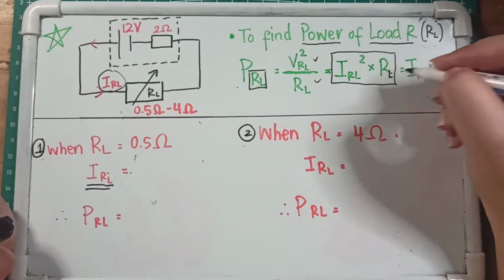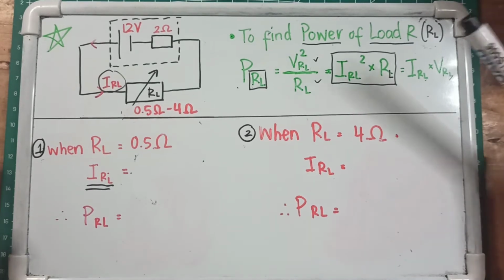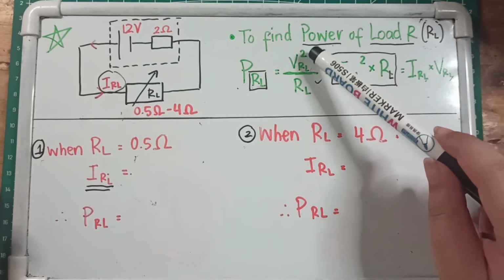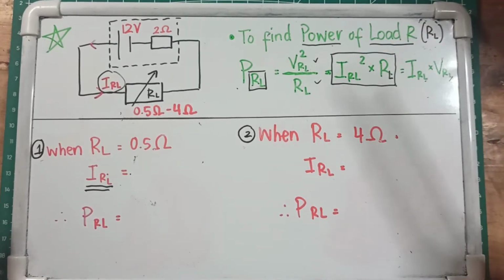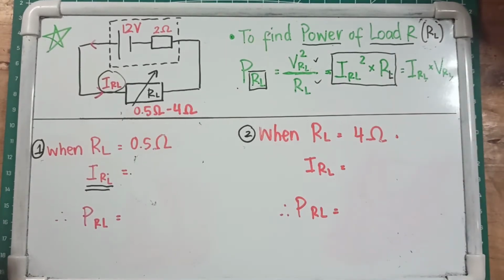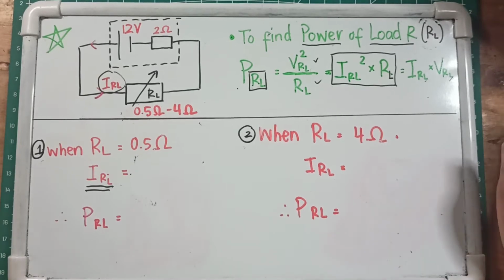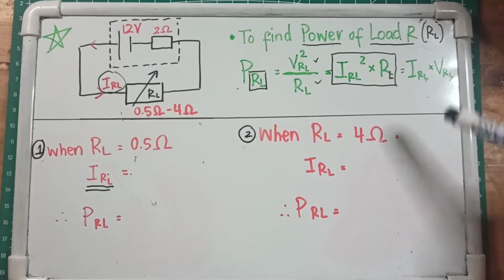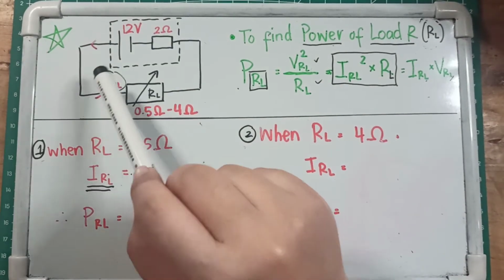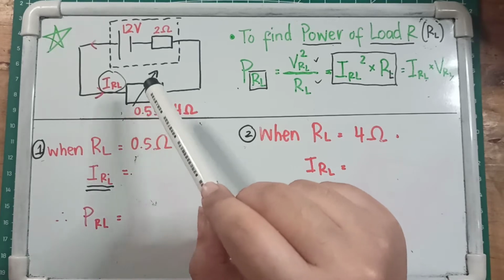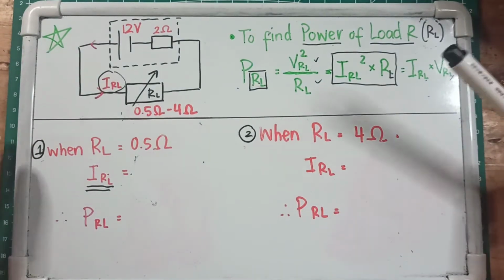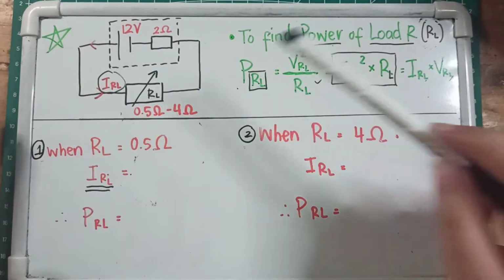Sorry, I forgot to put L here. And you can use either of these three formulas: V squared over R, I squared R, or IV. Looking at the circuit, because it's a series circuit, I think the simplest approach will be to use this formula, because we know that IRL, the current of the load resistor, is the same current as the entire circuit, because it's a series circuit and current is the same everywhere, right?